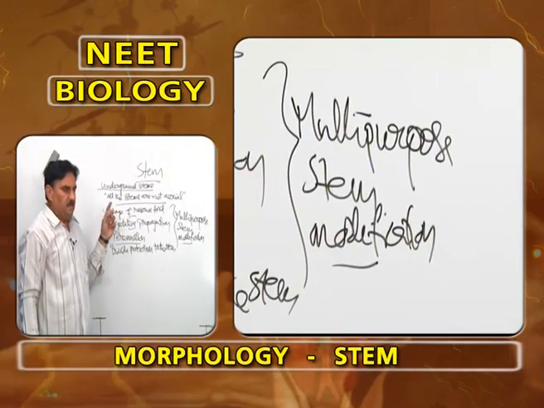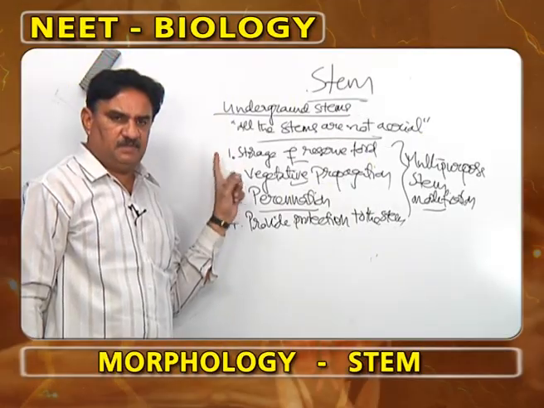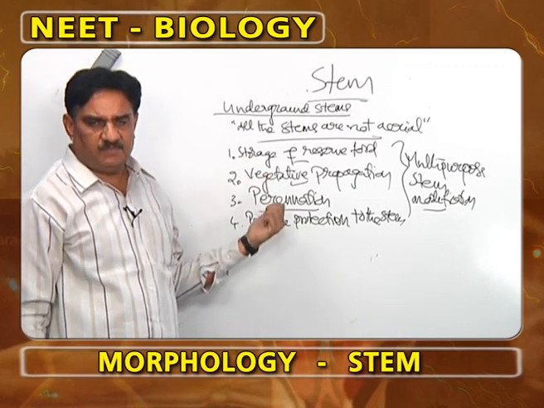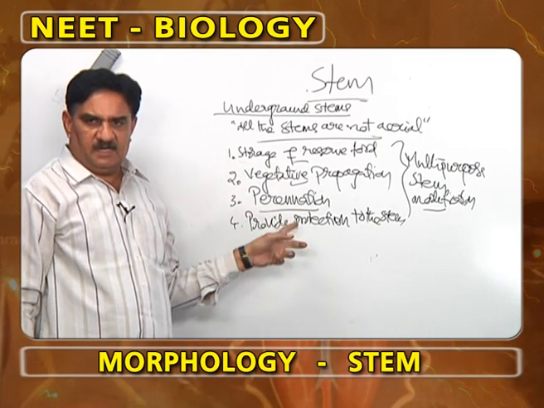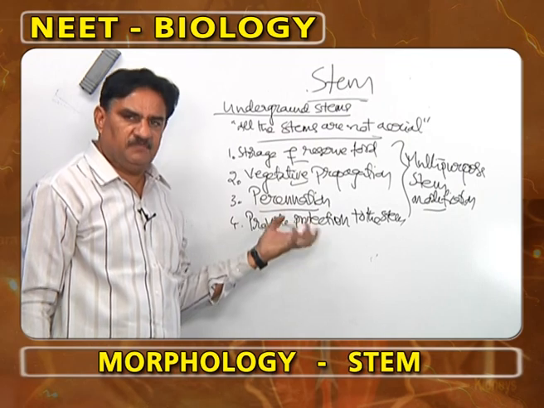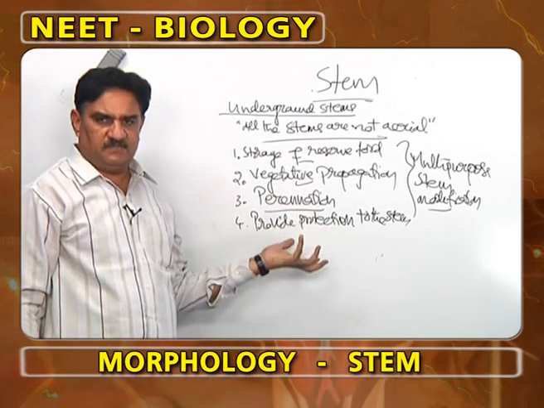You cannot call aerial stem modifications multi-purpose stem modifications. Why? Because in aerial stem modifications, tendril helps only in climbing, thorn helps only in protection, hook helps only in climbing, phylloclade performs photosynthesis, cladophyll performs photosynthesis, tuberous stem stores only food, and bulbils help in storage of food and vegetative propagation.